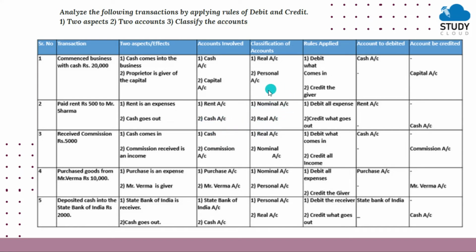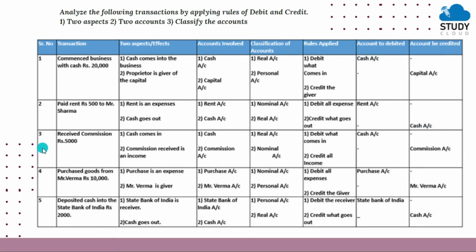The rule for nominal account is debit the expenses and losses, credit income and gains. So here rent is an expense, so the rule applied here will be debit all expenses. And for the real account, here it will be credit what goes out because you are paying the cash. So debit all expenses means nominal account will go to the debit side here. So rent account will be debited, and on the credit side there will be cash account.